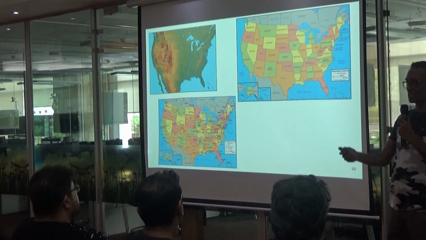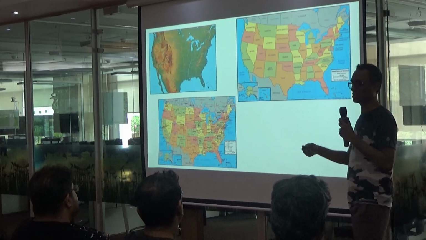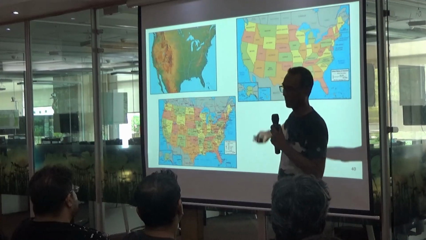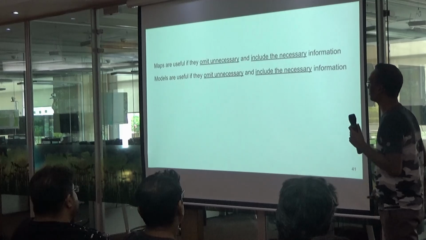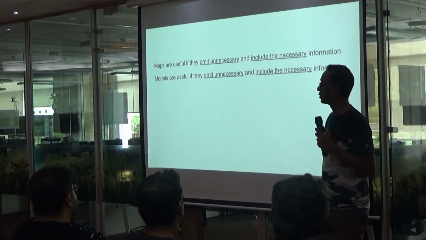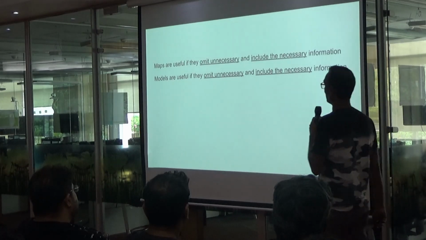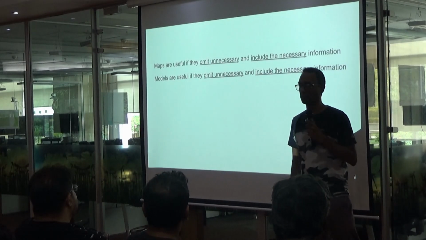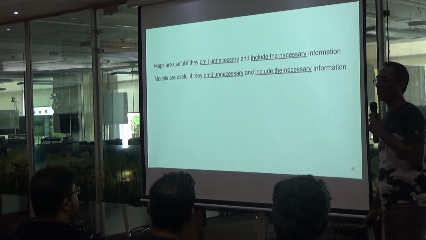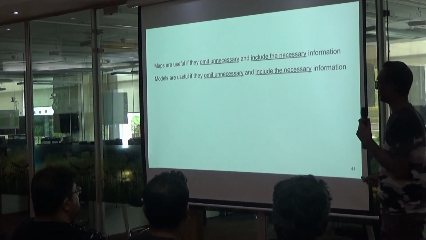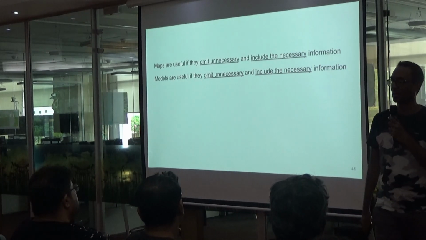So for the same entity, we had different subsets of information shown in different maps, and that is the prerequisite of usability of that map. So maps are useful if they omit the unnecessary information and include the necessary information. The same is true for models. If code was the mode of communication, chances are we wouldn't communicate.